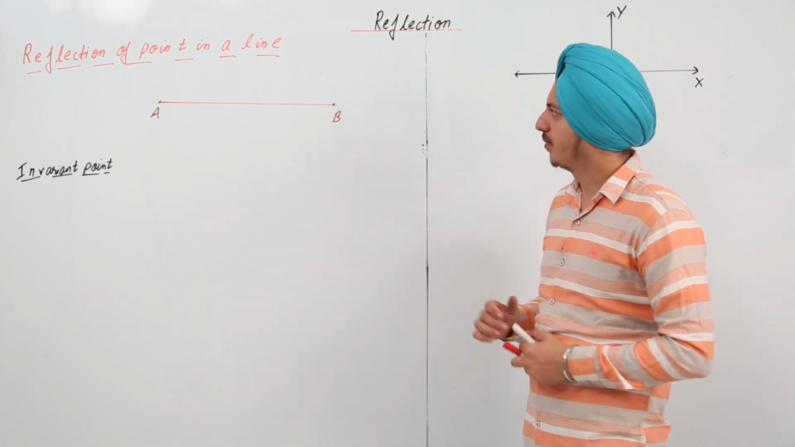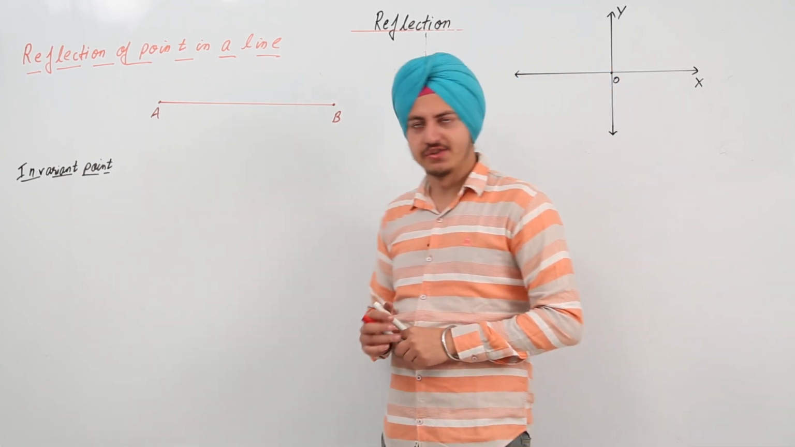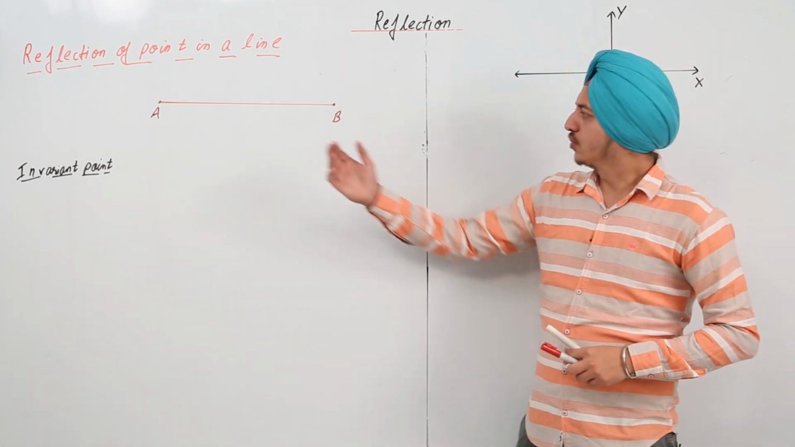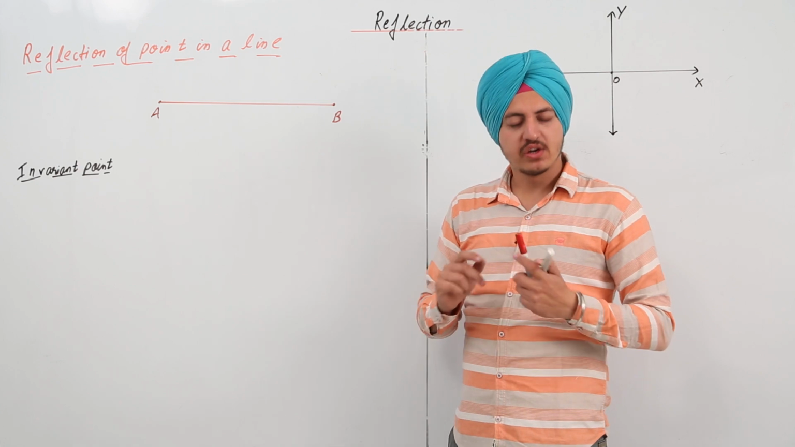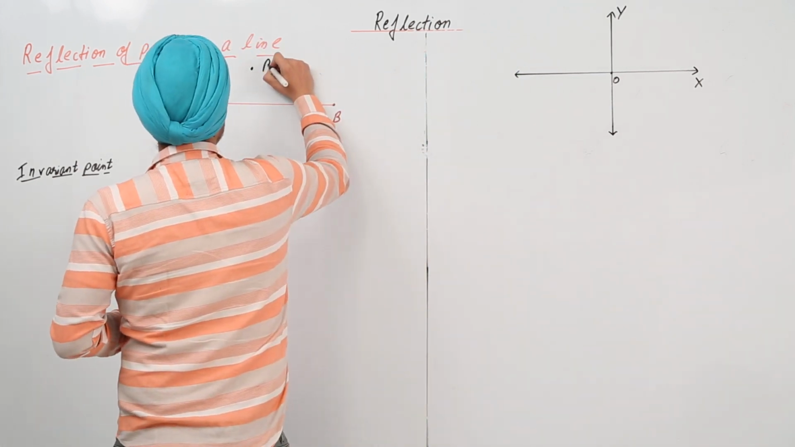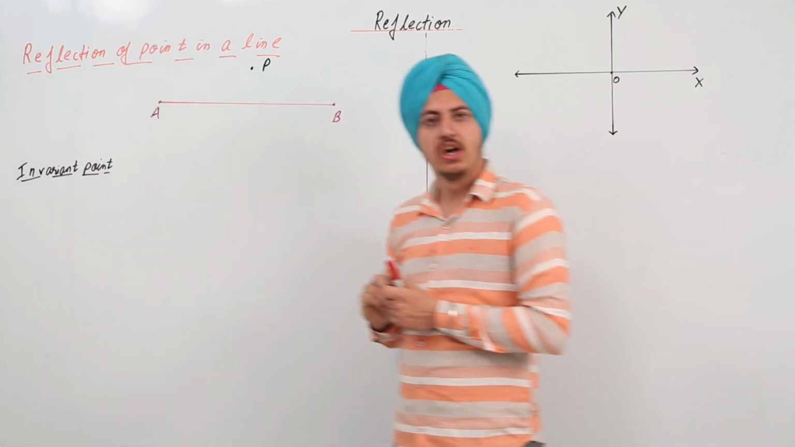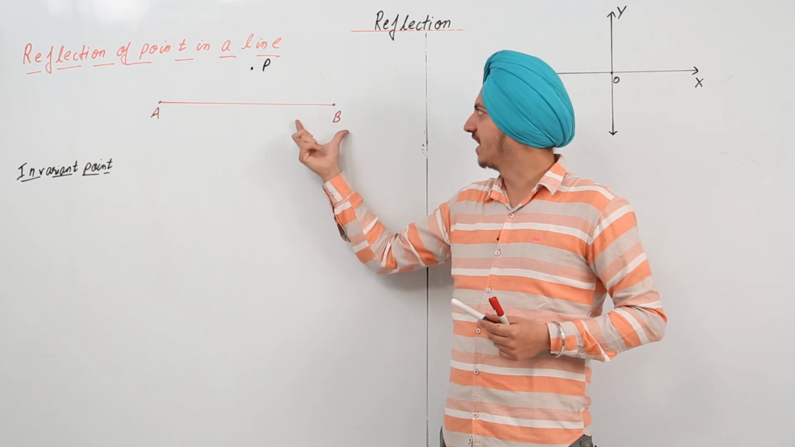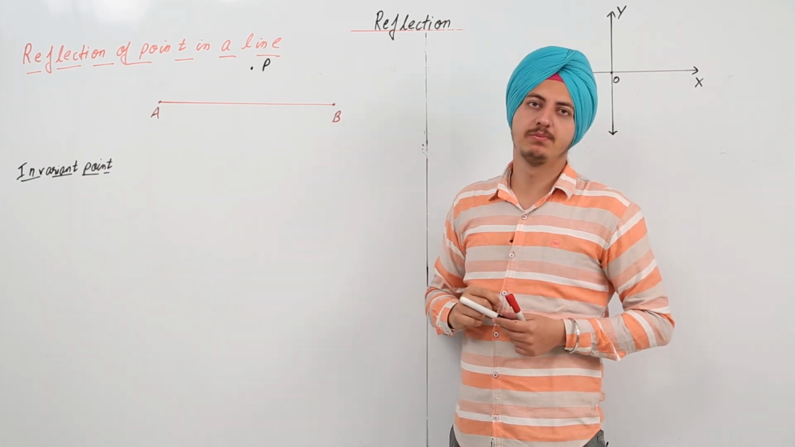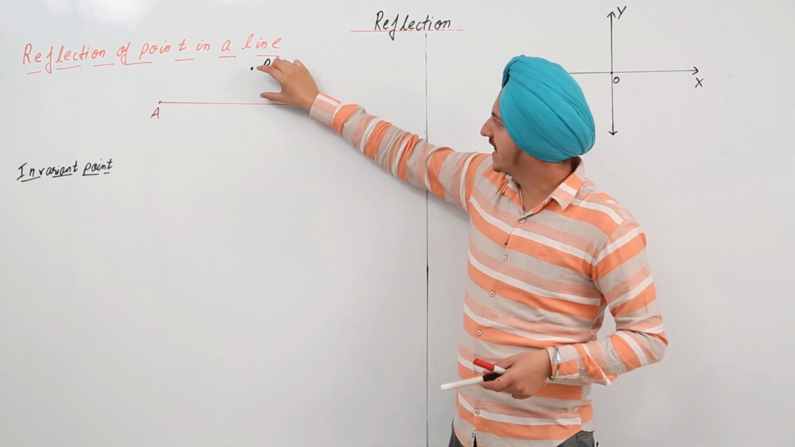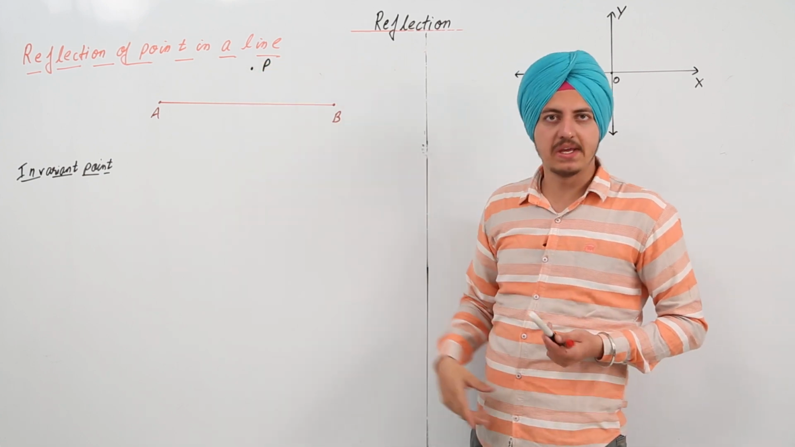The next topic we have in reflection is the reflection of a point in a line. Okay, so here we have a line AB and we are going to find the reflection of this point P in this line. Now tell me, if this line was a mirror, let's assume this line is a mirror, where will the image be formed?